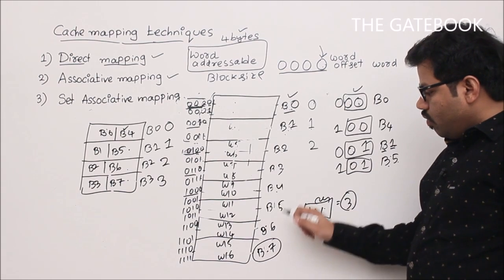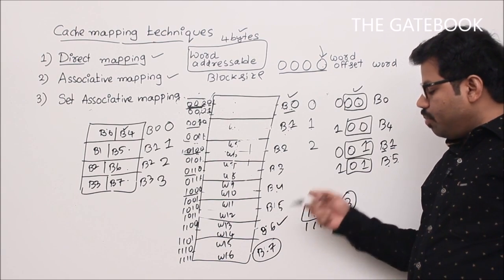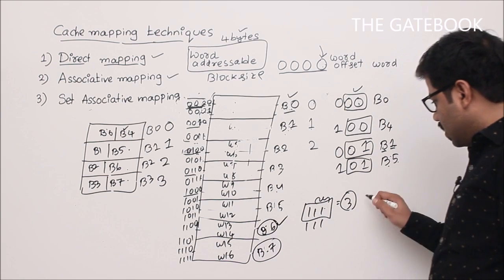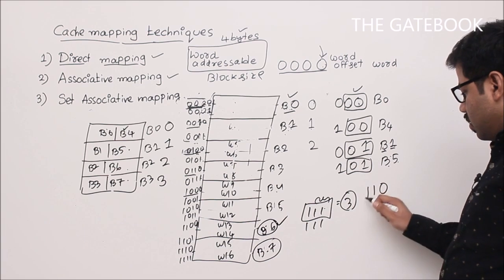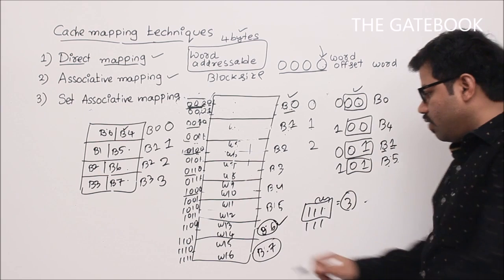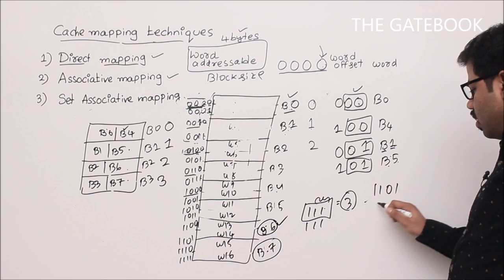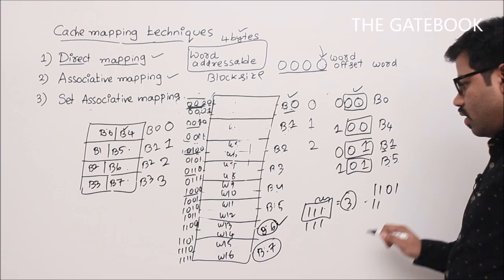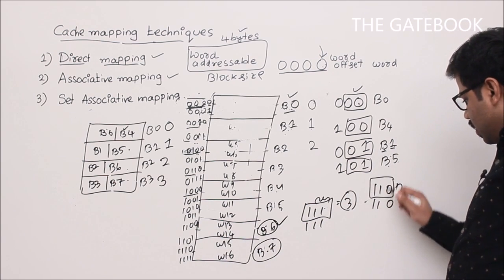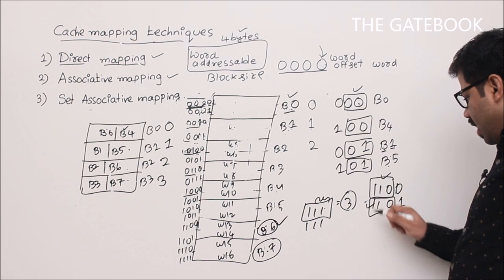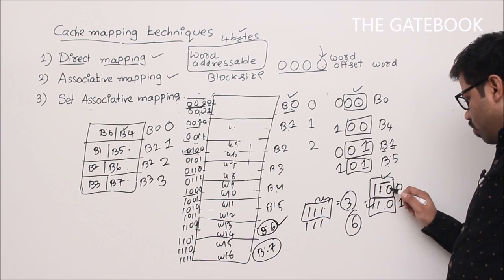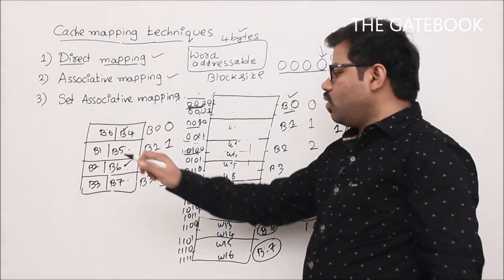Understand? Now for B6 we'll see. Whenever you want to know which cache block B6 is occupying, what is the binary pattern of B6? I'm talking about only the block part, not the word bit part. The complete binary pattern for B6 will be 1100 and 1101, but I am interested only in 3 bits. This indicates the main memory block number, which is 6. Where will it go? See this part: 10 means 2. So in that way we can easily say that B6 goes to B2.